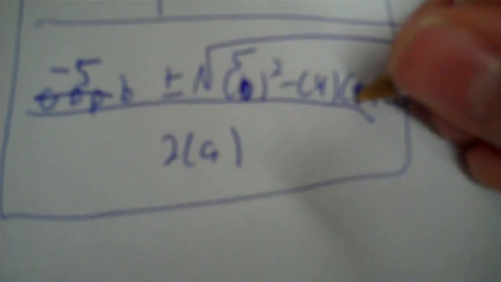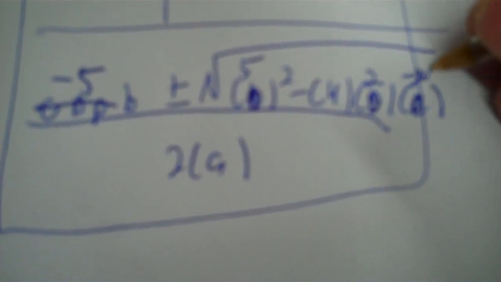Thank you very much. B is 5, A is 2, C is negative 240, and then A is 2. Okay.